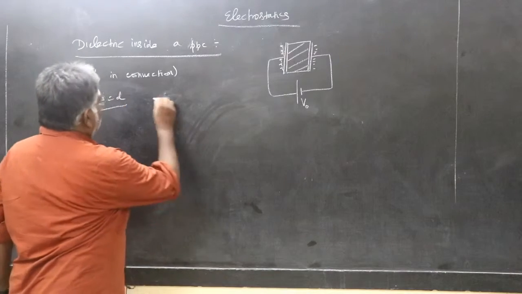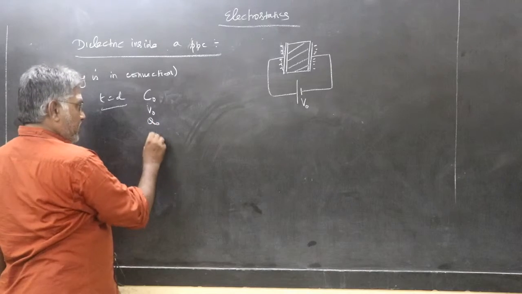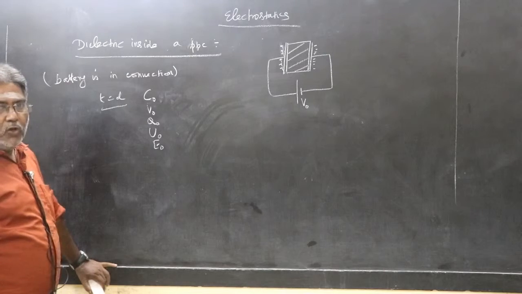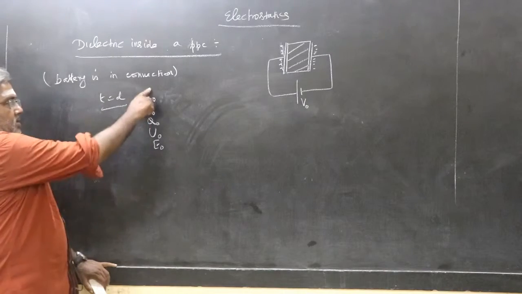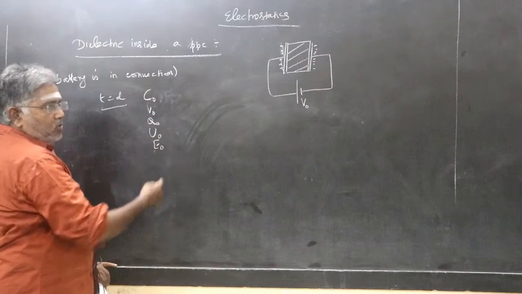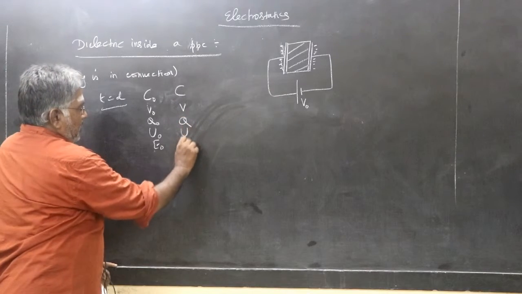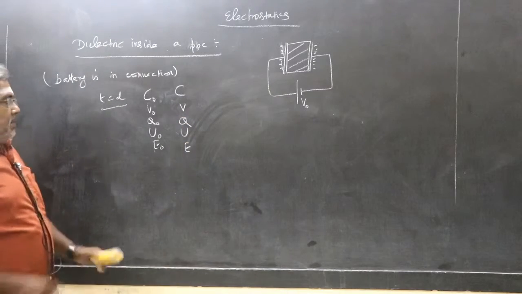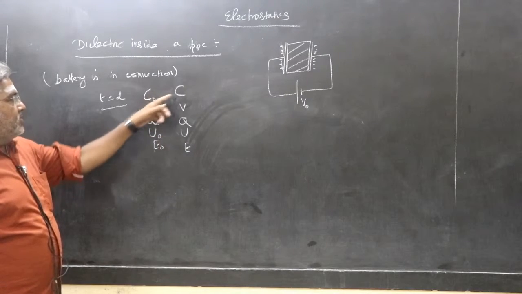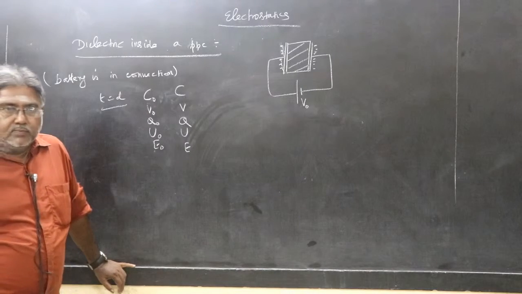So as usual we have these things: C0, V0, Q0, U0, E0. All these things are before you introduce the dielectric. The subscript 0, or subscript naught, V0, Q0, etc. These things will be after you introduce the dielectric. Here capital letter U represents energy, before and after. After means after you introduce the dielectric. Understood that?